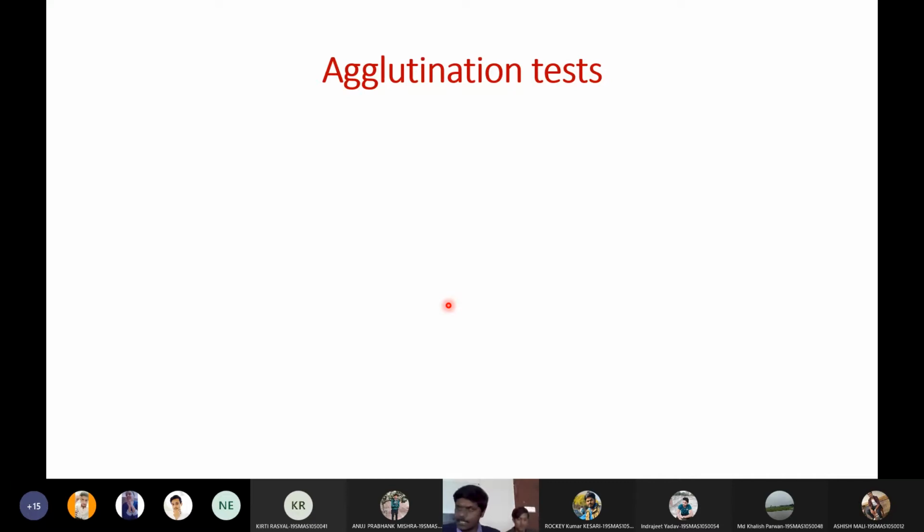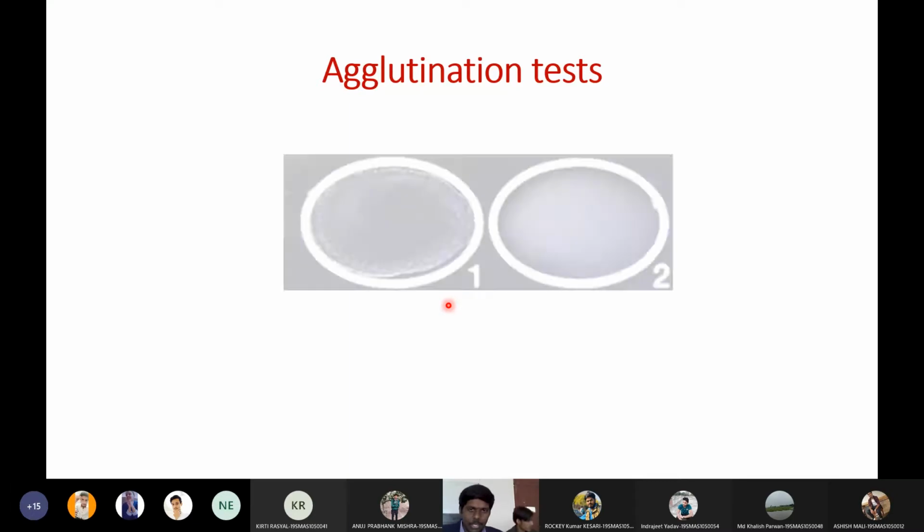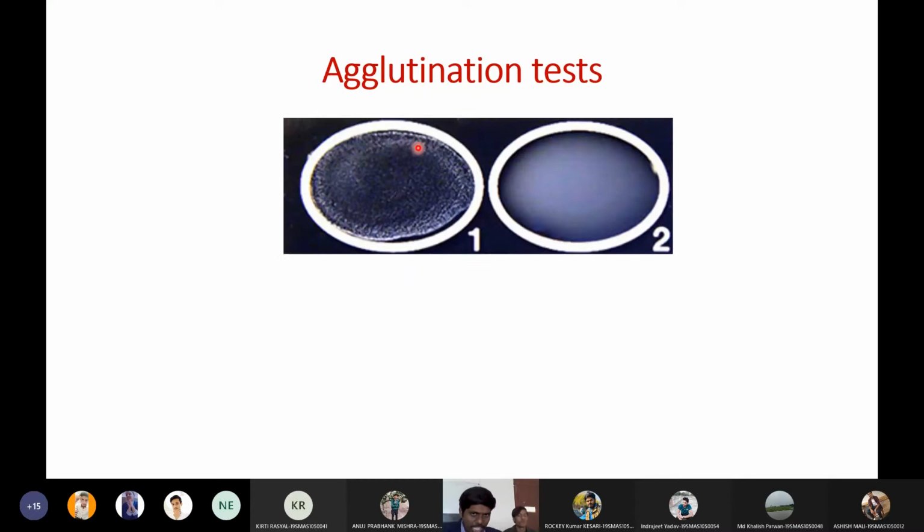Now let us discuss agglutination reactions, the agglutination test. First, I will show you the visual appearance of agglutination reactions and precipitation reactions. This is an example of a precipitation reaction. In precipitation, since a small, soluble antigen is involved, the reaction looks like sand granules. You can see small salt-like sand grains. This is how a precipitation reaction looks.